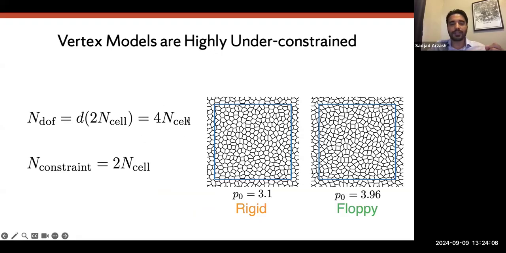4 times the number of cells as the degrees of freedom in 2D. As for constraints, since we have 1 area constraint and 1 perimeter constraint, that's twice the number of cells. But still we have this transition, right? If we have a tissue with P0 of 3.1 and compare that to a tissue of 3.96, definitely this is a rigid-like state. This is a floppy-like state if we just try to shear this system.